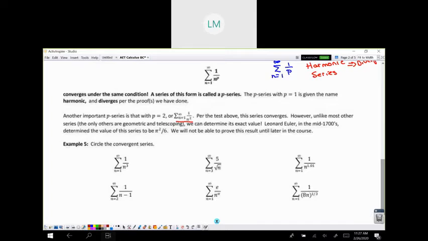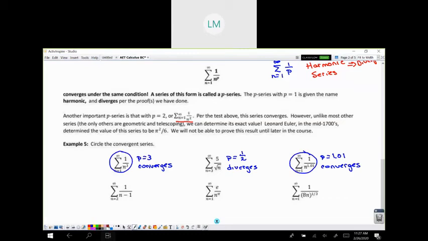So as we are going through these, the p-series is very, very easy. You are looking for what your p-value is. So in this case, p equals 3, so this converges. In this case, p equals 1/2, so this diverges. P equals 1.01, so this converges. I'm going to go ahead and circle these that converge.